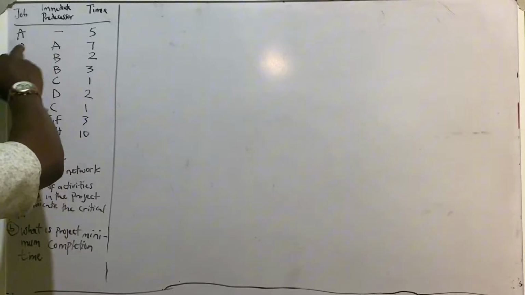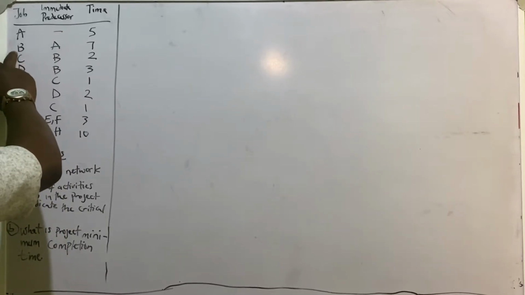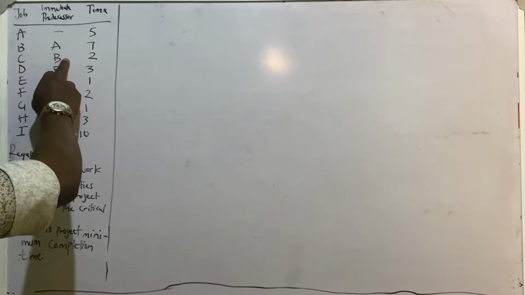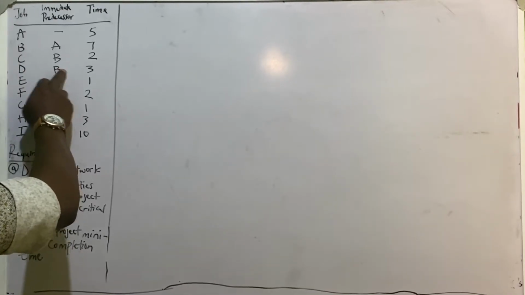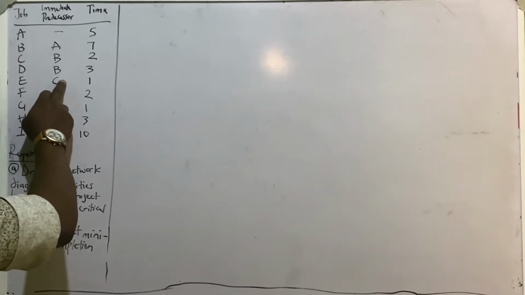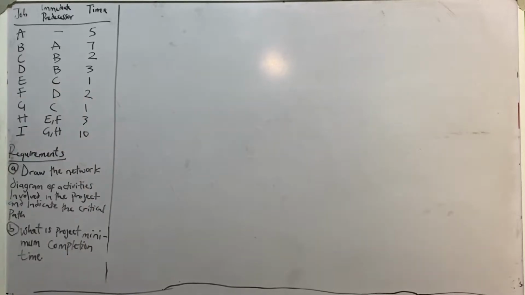Then after A comes B, and B is taken after A. Then C comes after B. D is also coming after B. Then activity E has to start after the completion of C. Activity F comes after D. Activity G also comes after C. H comes after the completion of activities E and F. Then activity I comes after the completion of G and H.